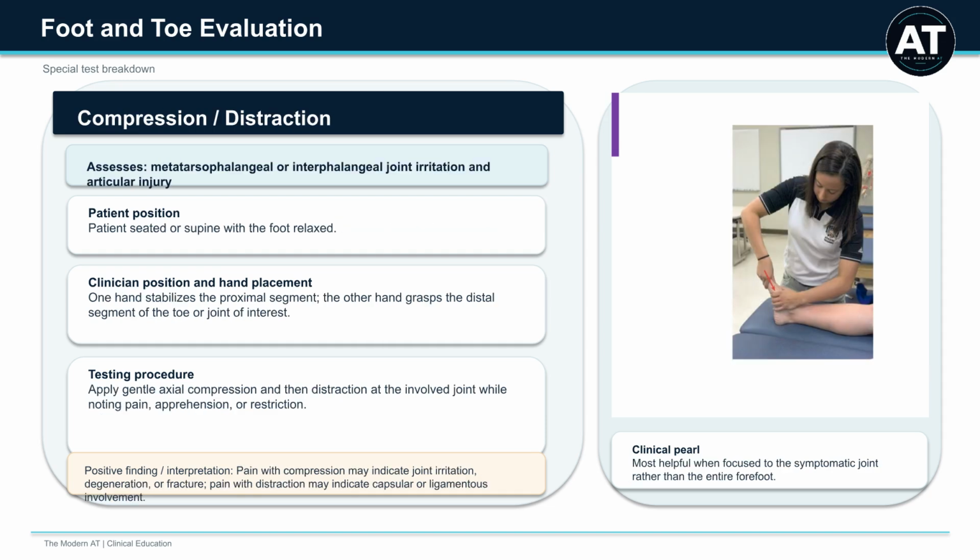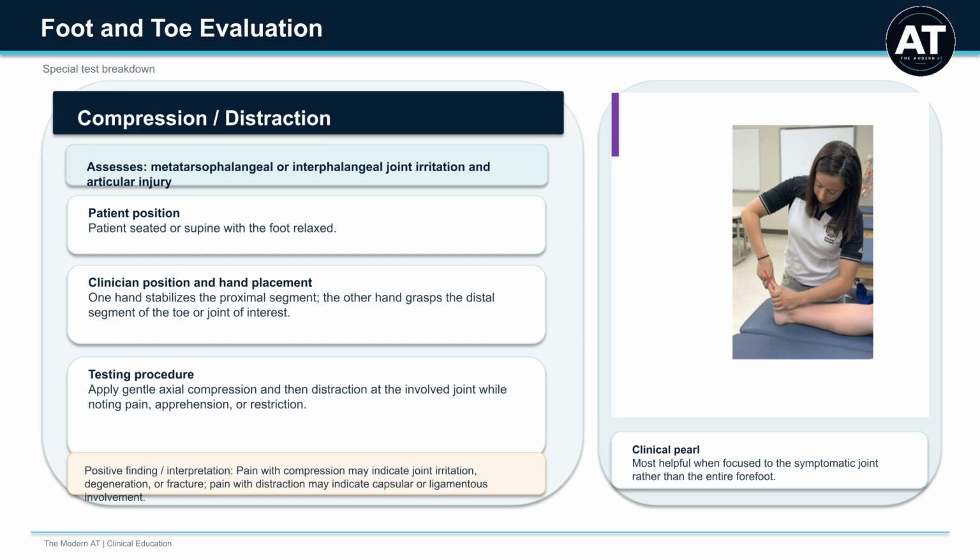Compression and distraction testing can help assess MTP or IP joint irritation. Position the patient seated or supine with the foot relaxed. Stabilize the proximal segment with one hand and grasp the distal segment of the toe or joint being tested with the other. Apply gentle axial compression, then gentle distraction while noting pain, apprehension, restriction, or symptom reproduction.